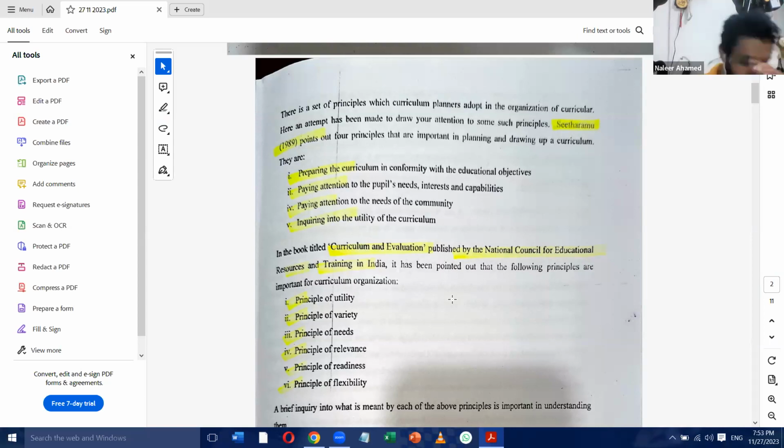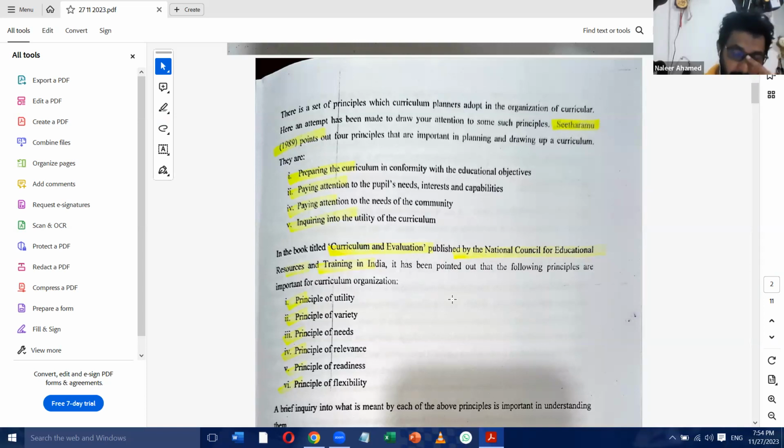You should have the curriculum aligned with the objectives of education in a country. Mostly, each and every country has its objectives in the educational planning system. They are almost basically the same, but differ a little bit from country to country. The next one is paying attention to the pupil's needs, interests, and capabilities. So that is another one.